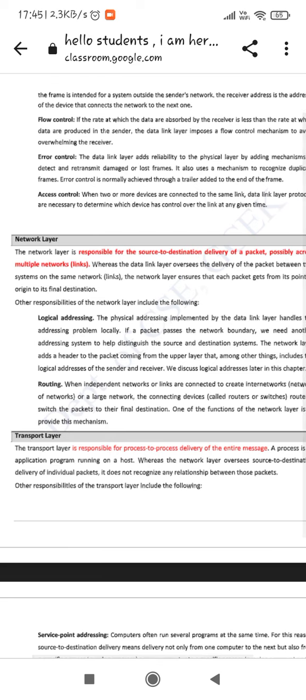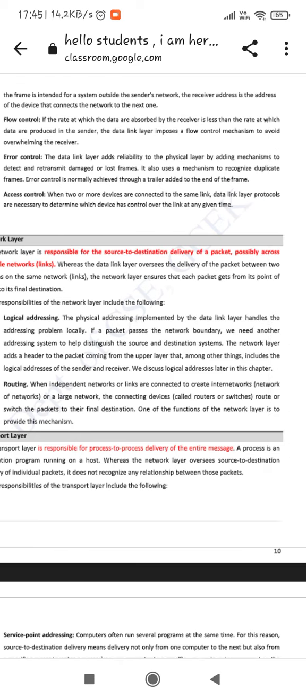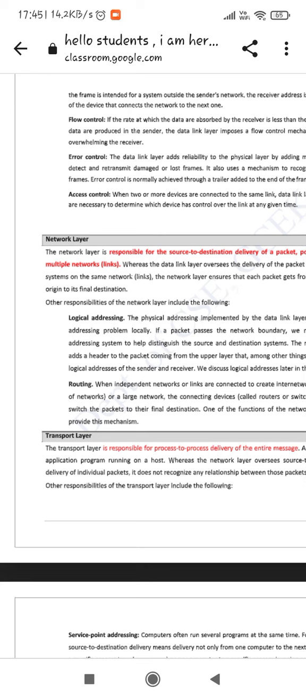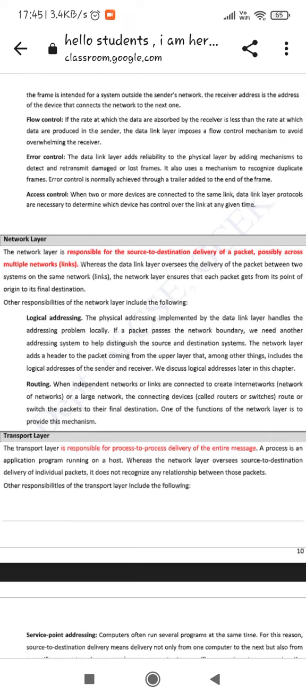The network layer ensures that each packet gets from its point of origin to its final destination. And the responsibilities of the network layer include the following: logical addressing, routing.